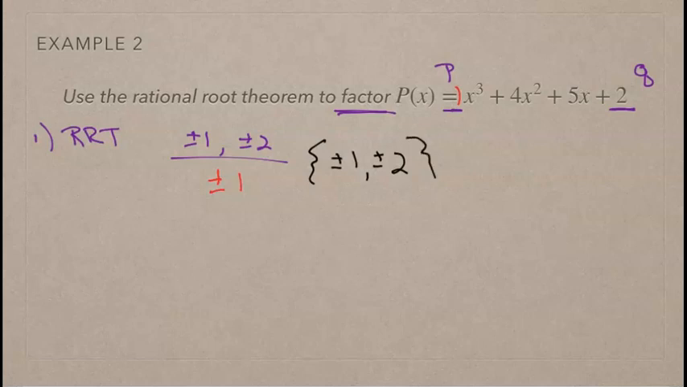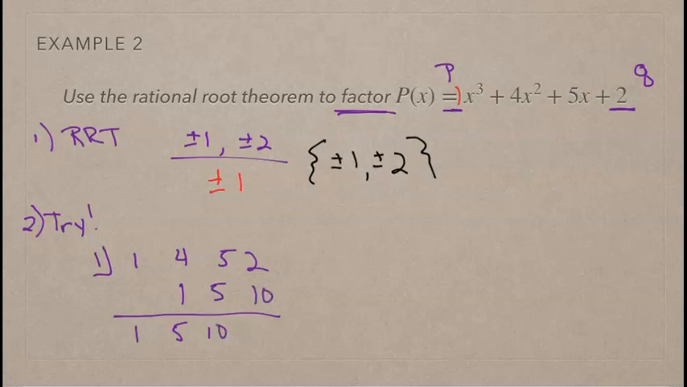The second step to this problem is we're just going to try out the options until we get something. So let's try out 1. I'm going to put 1 in the box, and then I'm going to list the coefficients out: 1, 4, 5, 2. I'm going to drop this 1 down. 1 times 1 is 1, 4 plus 1 is 5, 1 times 5 is 5, 5 plus 5 is 10, 1 times 10 is 10. This is not going to equal 0. It equals 12, but once I know it doesn't equal 0, I don't really care about it anymore. So 1 is not an option.